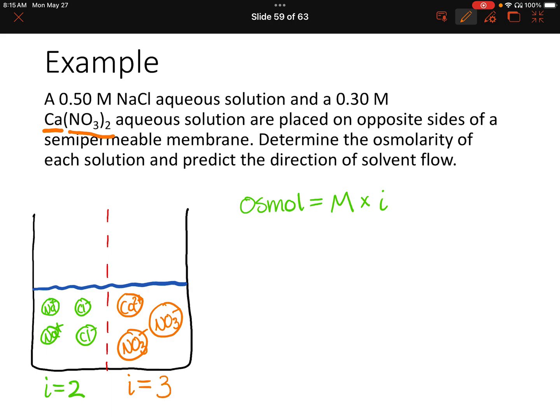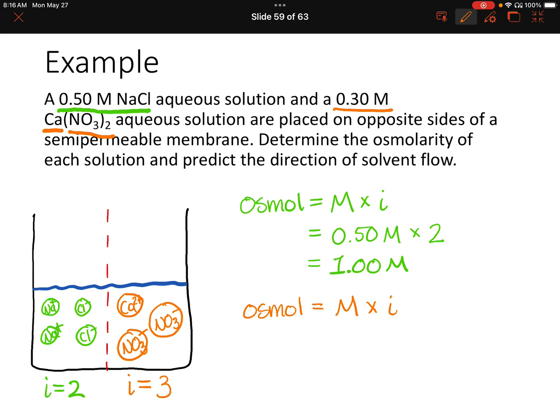3. Since calcium nitrate broke apart into 3 ions. All right, so let's start with sodium chloride. Let's calculate this osmolarity. So all we have to do is multiply 0.5 moles per liter times 2. So remember the concentration for sodium chloride was 0.5. All right, so that gives us a value of 1. Super easy, right? Okay, now let's look at our other solution, calcium nitrate. So we're just going to multiply its concentration by 3, since I is equal to 3. So 0.3 times 3, that should give us 0.9.